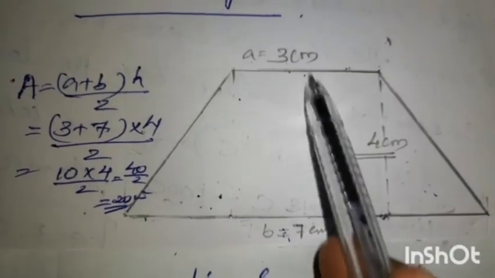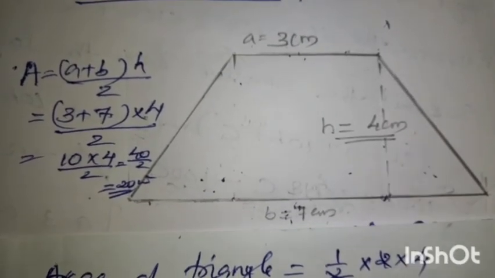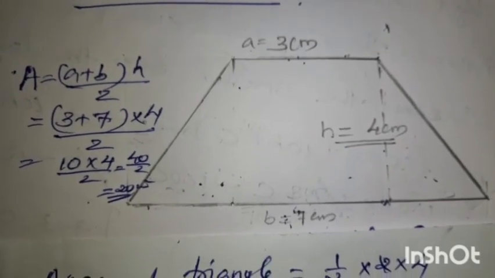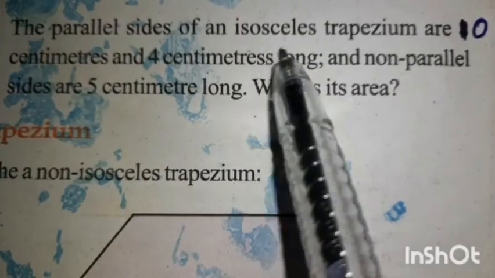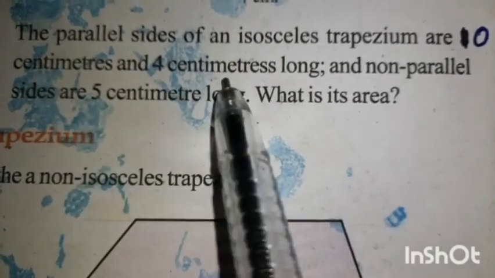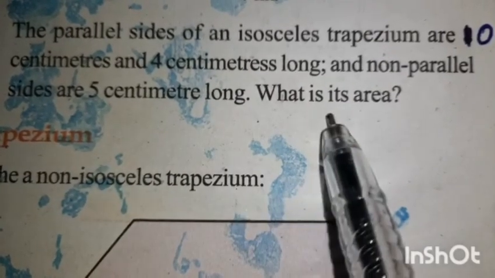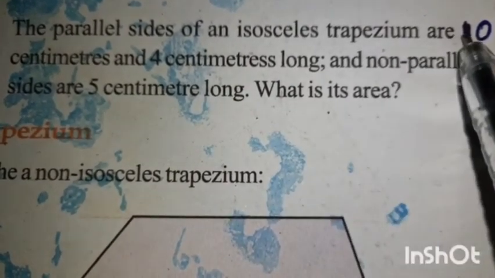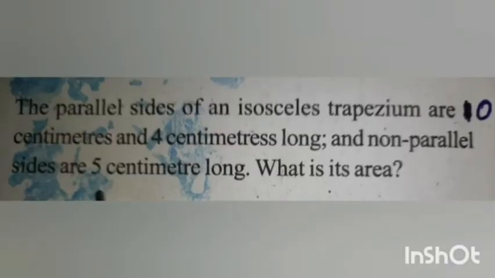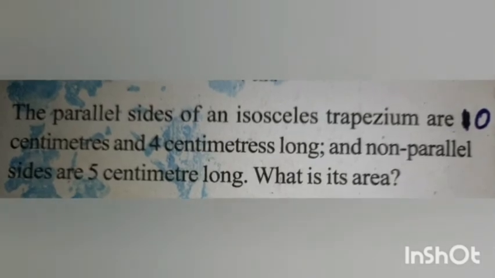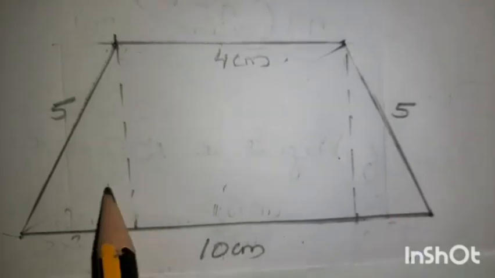So take the sum of two parallel sides multiplied by height and divide by 2, or half into (a plus b) into h. The parallel sides of an isosceles trapezium are 10 cm and 4 cm long, and the non-parallel side 5 cm long. What is its area? So parallel sides are given 10 and 4, and non-parallel side given 5 cm. Find the area.